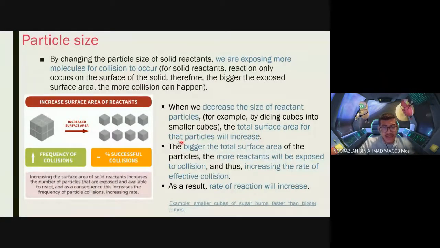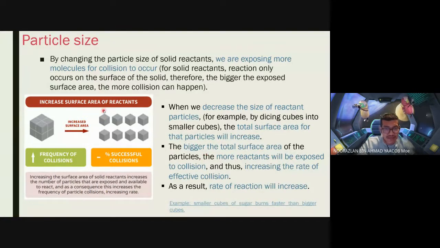Okay. Jadi kalau kamu ada sesuatu solid, kamu cincang dia jadi lagi kecil, total permukaan, bila kamu campur semua permukaan ini, campur ini, dan campur ini, so the total surface area will become larger. Okay, so when we decrease the size of reactant particles, by dicing them or mincing them or whatever, the total surface area of that particle will increase. Thus, the bigger total surface area of the particles, the more reactants will be exposed.